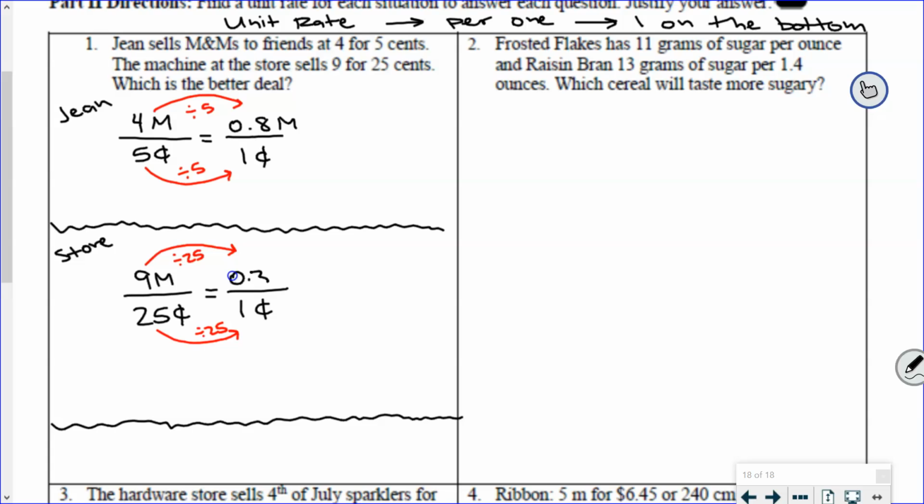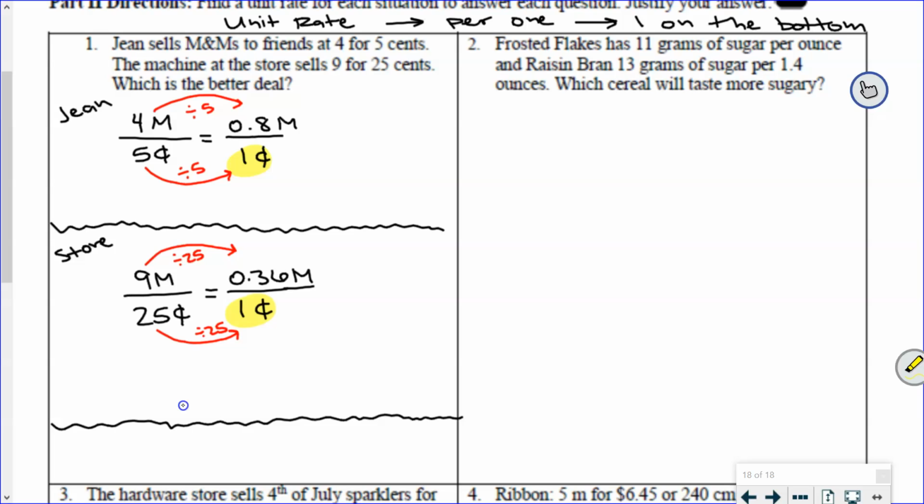0.36. So again, does this mean that if you go to the store and give them just 1 cent that they're going to cut that M&M into a 0.36 of an M&M? Definitely not. But again, it gives us a place to actually compare. So if all you have is 1 cent, because I have 1 cent in each situation, which one is going to give you more of an M&M?